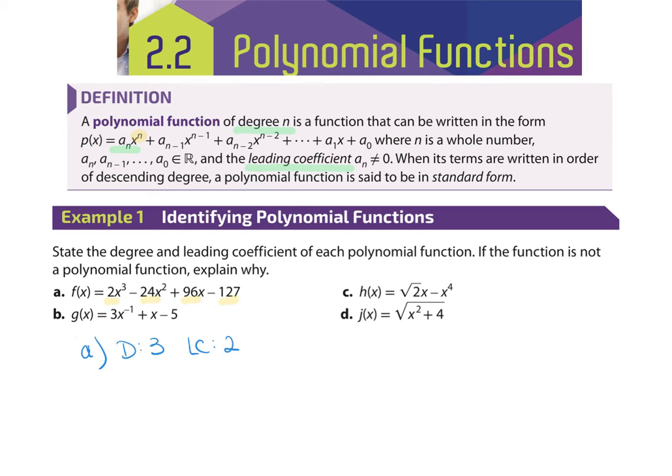Let's look at B. All right, so the first thing I want you to look up here is a little caveat. It says a polynomial function of degree n is a function that can be written in this form where n is a whole number. All right, so we're going to actually have to refer back to the technical definition of whole number. A whole number is referring to a specific set of numbers: 0, 1, 2, 3, 4, 5, and so on and so forth.